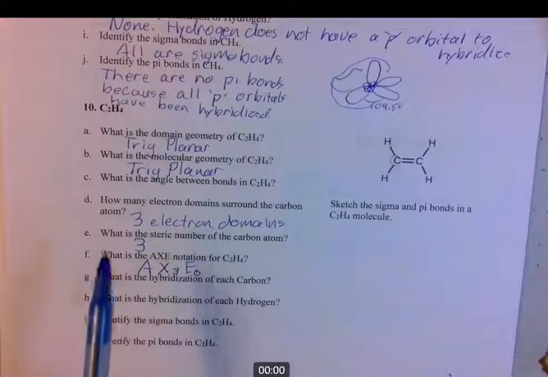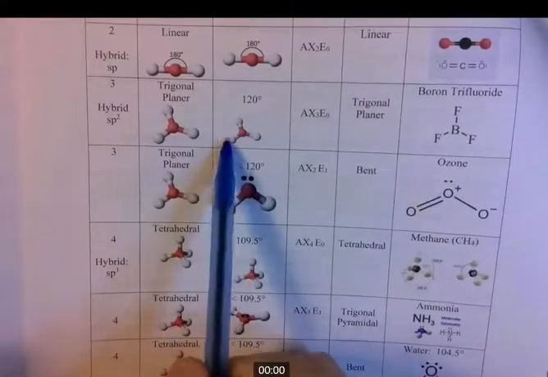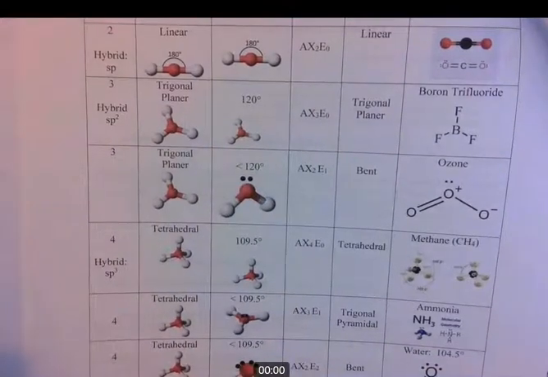Okay, what's the angle between bonds? Again, you can come over here, but it's basically a triangle. So its triangle has 120 degrees between angles.